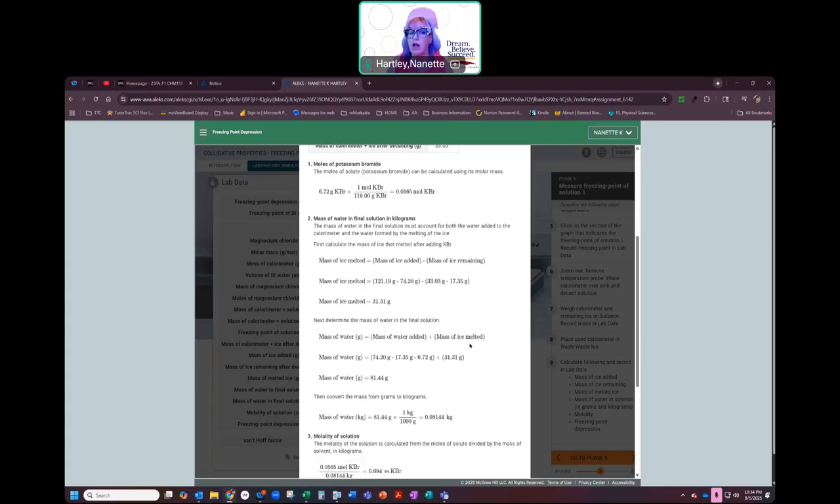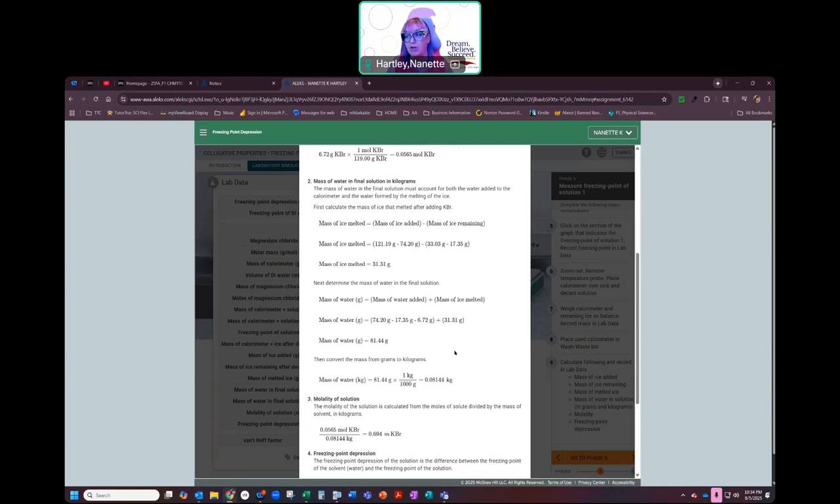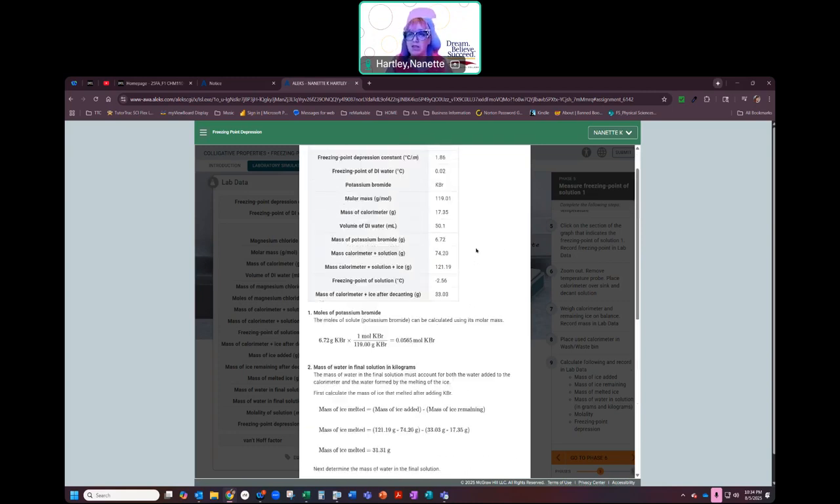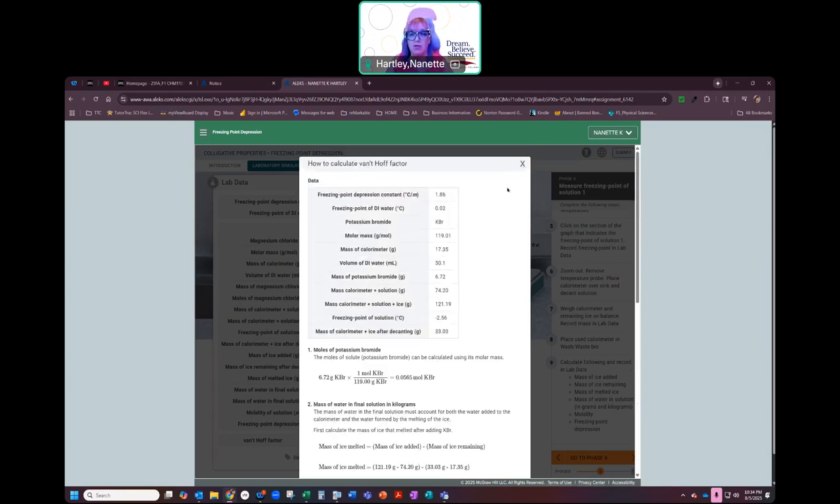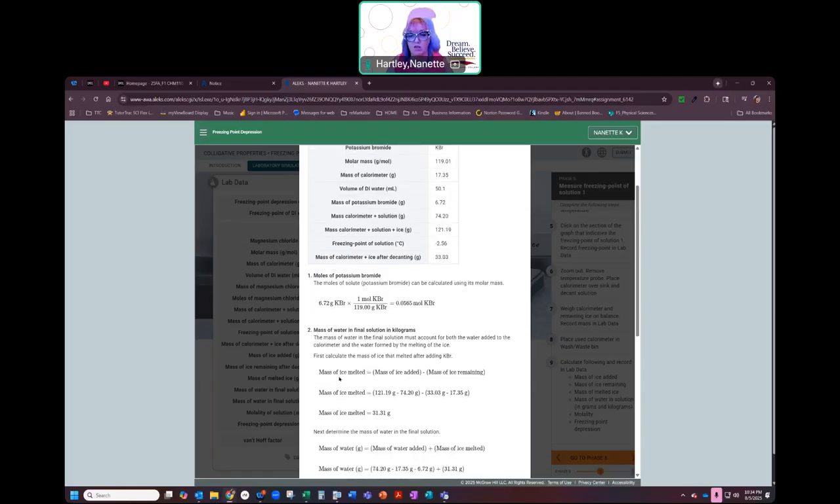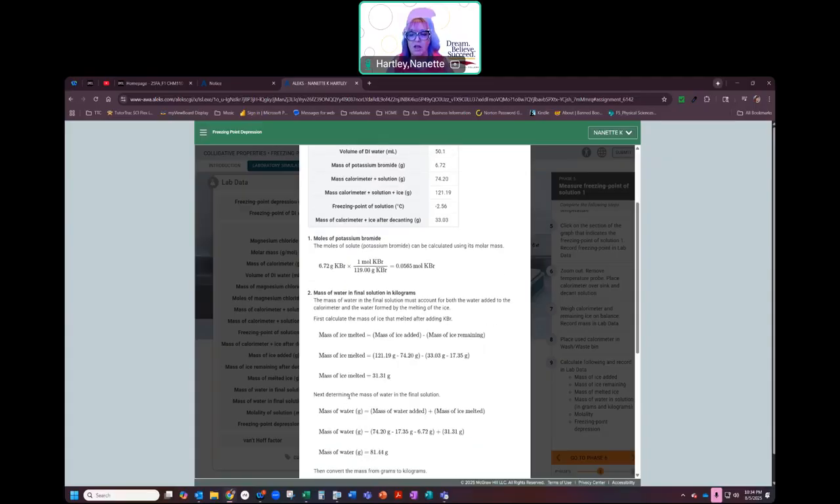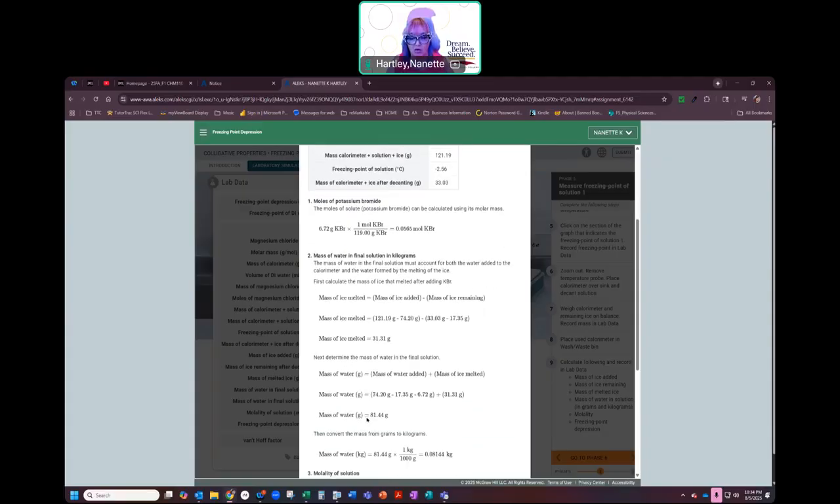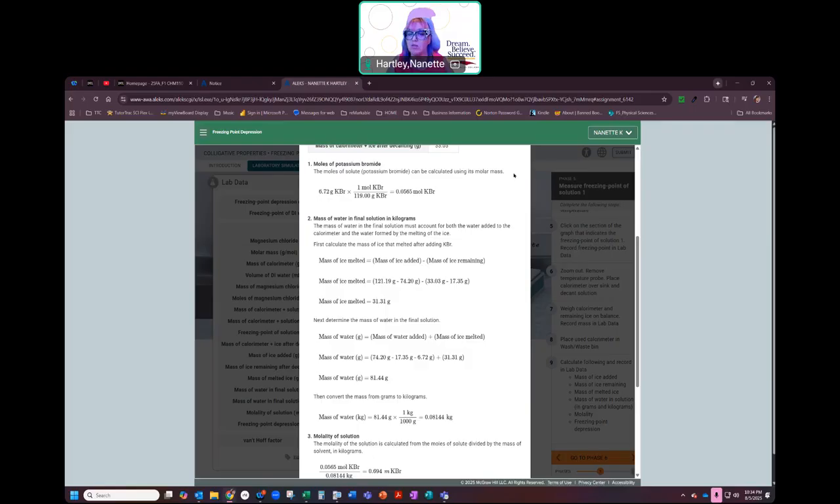Now, this doesn't cover everything. So these are only the things that they think you can't figure out on your own. There are some pieces of this data that you won't be able to get from this. So this tells you how to calculate the moles of potassium bromide, which is similar to our magnesium chloride, the mass of water in the final solution. It gives you the mass of the ice melted and the mass of the water in both grams and kilograms.